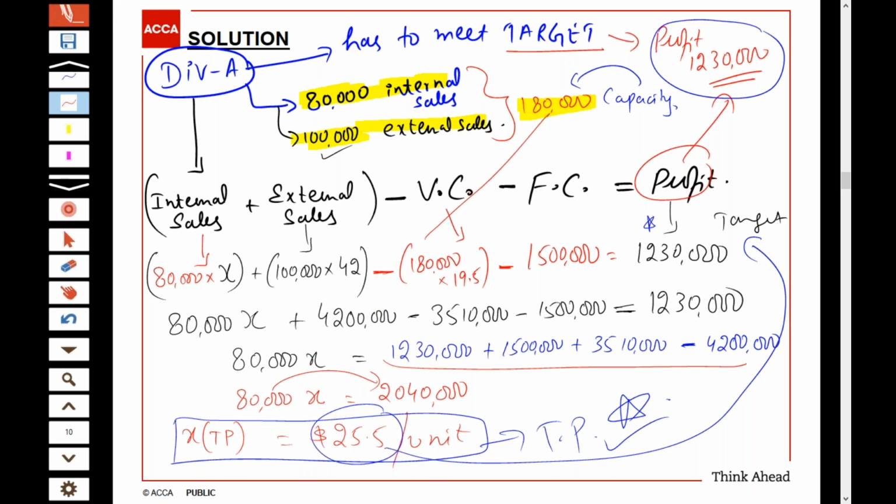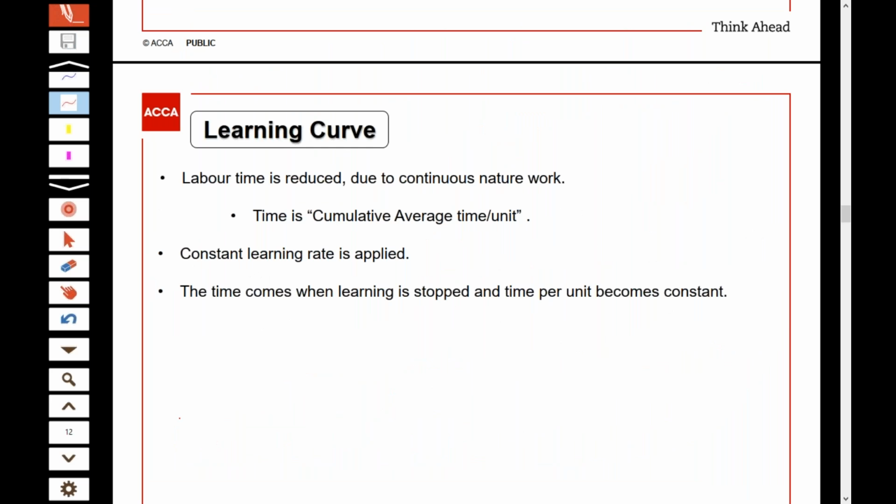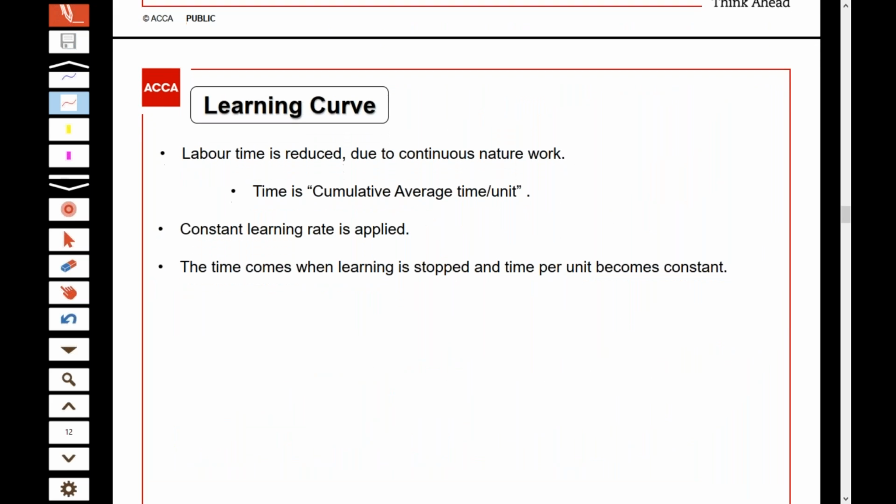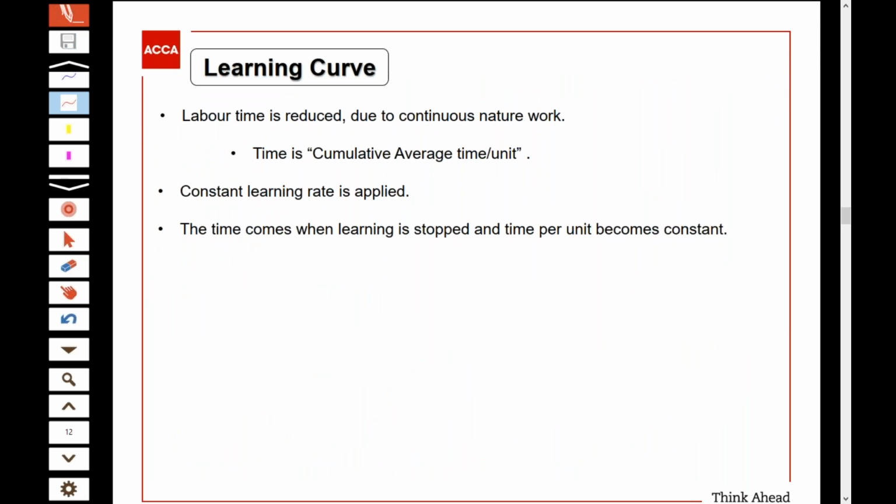Okay, so that was the transfer pricing. Now students, there is another topic, which is the learning curve. Now see, what do you mean by the term learning curve?